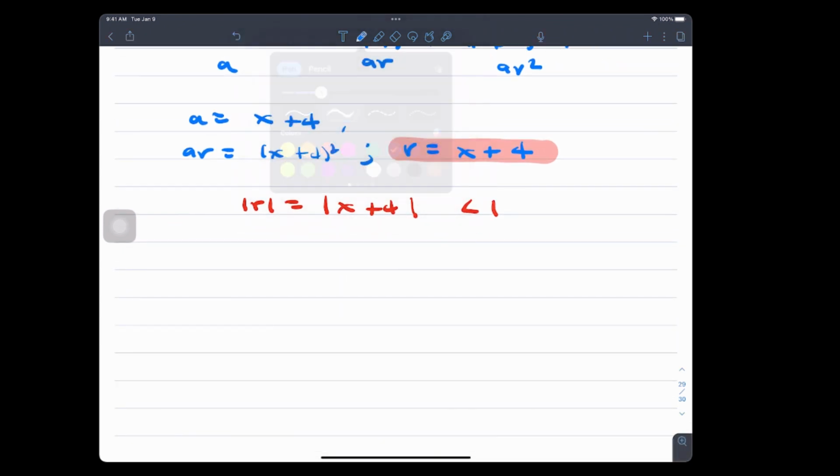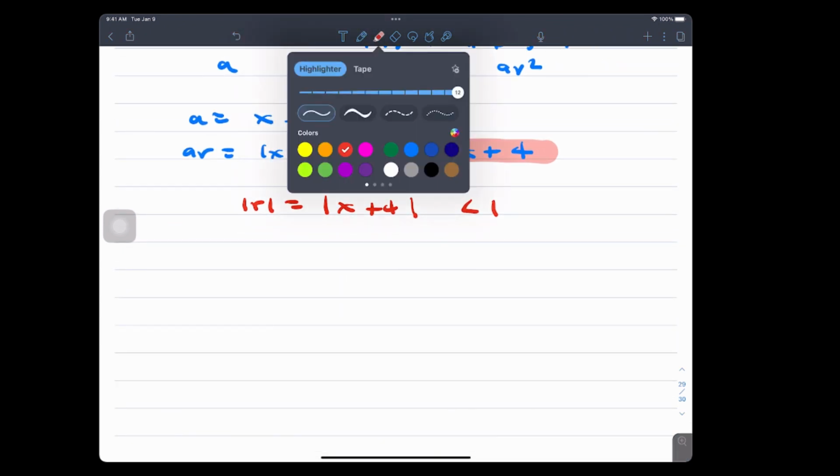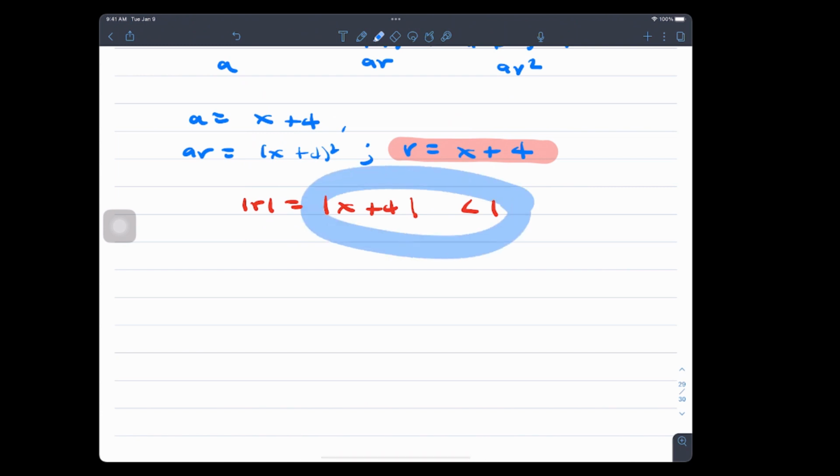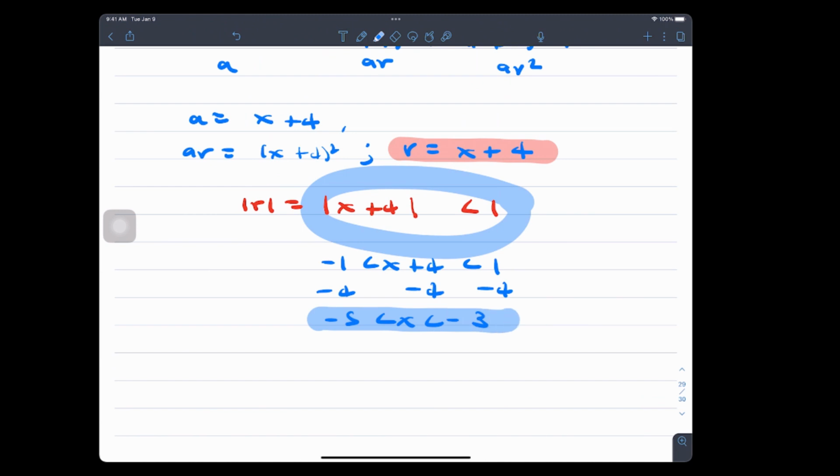Now, what does that mean? That means -1 < x + 4 < +1. If you subtract 4 from the left, right, and the middle, the values of x for which you get convergence are between -5 and -3. So this is also, again, part of the section here.